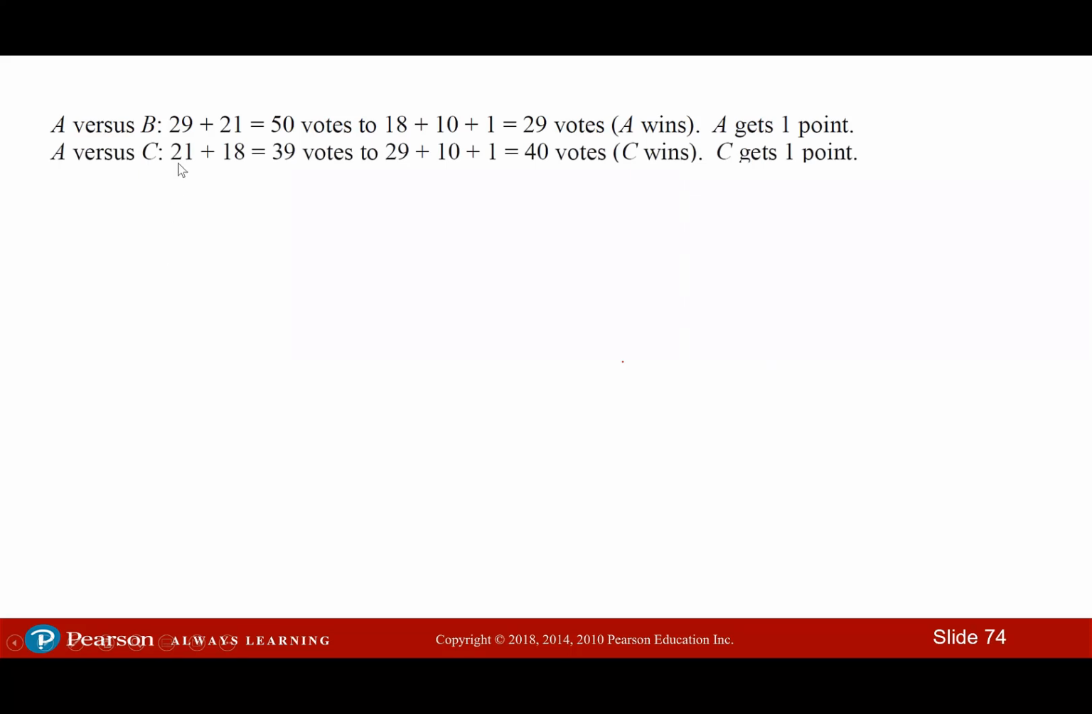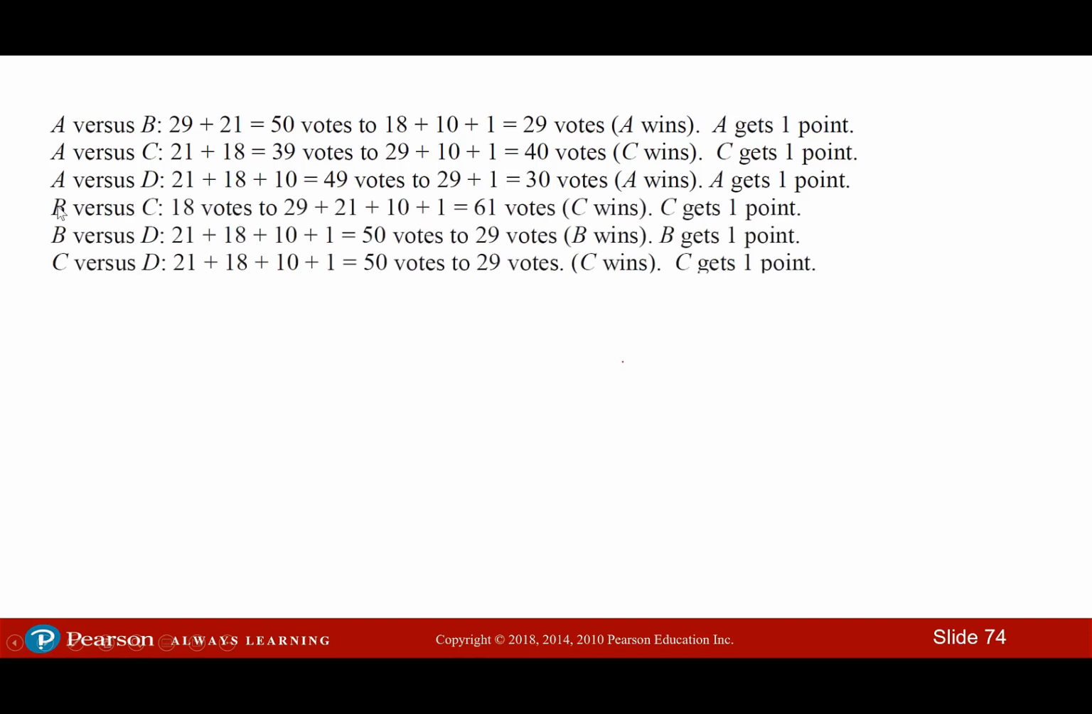Okay, sorry. So 50 for A, just real quick, just so we know, and B got 29. So if you did the work on a separate sheet of paper, you should have got 50 versus 29, and A wins. A versus C, you should have got 39 for A, 40 for C, and C wins by 1 point. So C gets 1 point. A versus D, A should have got 49 points. D should have got 30, so A wins. A gets another point.